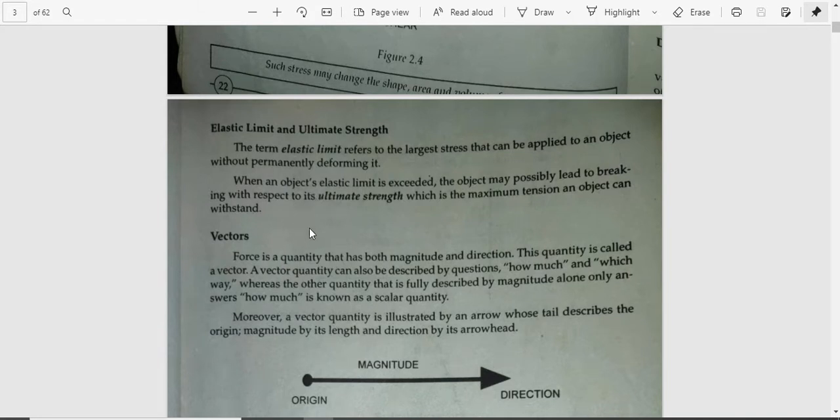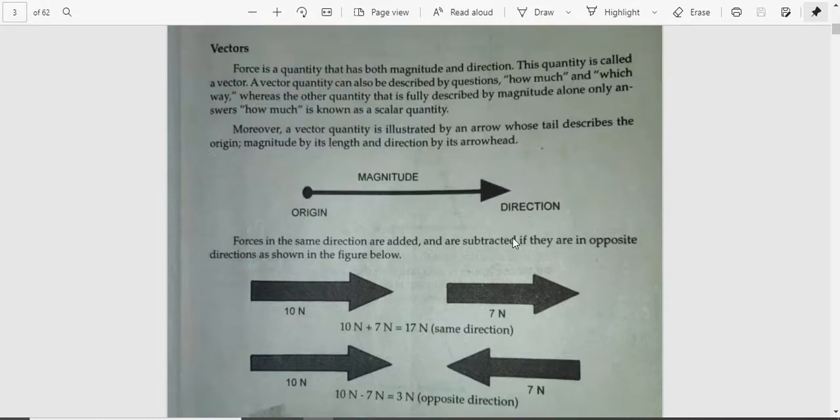Okay? So, next topic tayo would be your vectors. Vectors are quantities that have both magnitude and direction. This quantity is called a vector. A vector quantity can also be described by the questions how much and which way, whereas a quantity that is fully described by its magnitude alone can only answer how much. Magnitude is kung ano ang distansya. This is known as your scalar quantity.